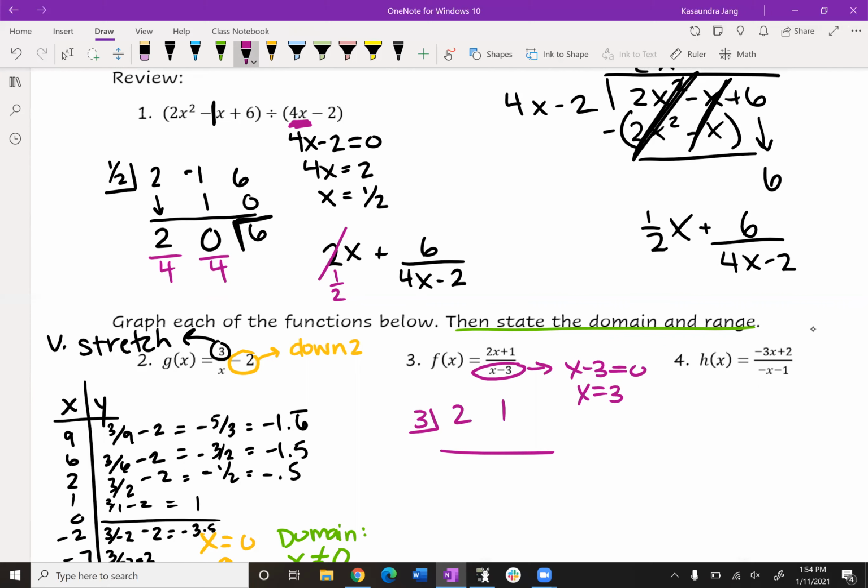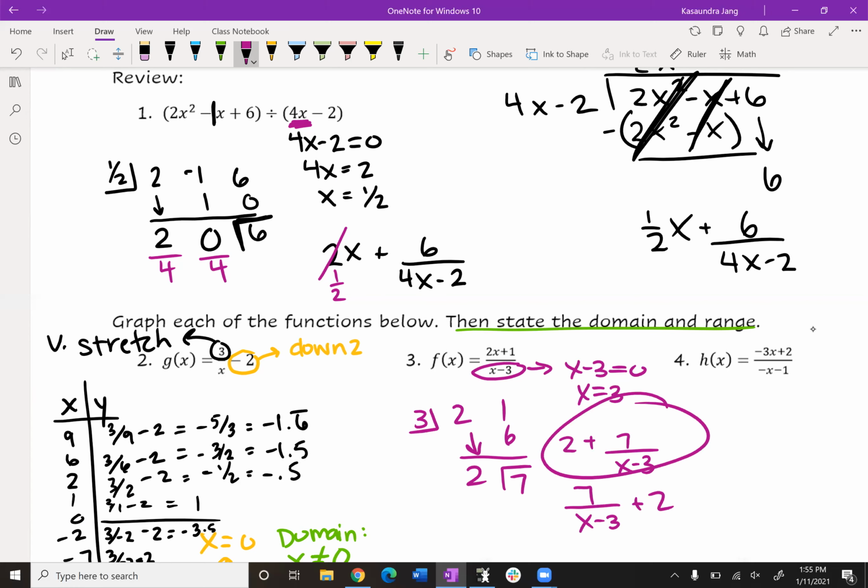So I'm just going to bring down the first number, multiply by what's in the box, and add straight down. There we go. Which means I've got 2 plus my remainder over the divisor. Okay, some people prefer to see the 7 over x minus 3 plus 2. Honestly, they're totally equal to each other, right? You can add in whatever order you want. So either of these are totally fine.